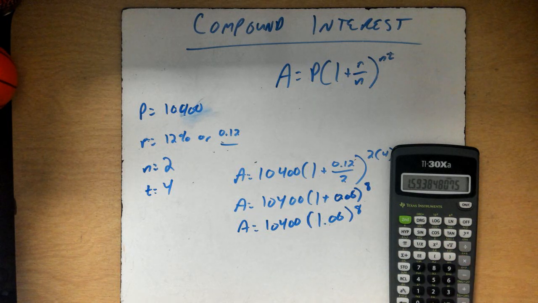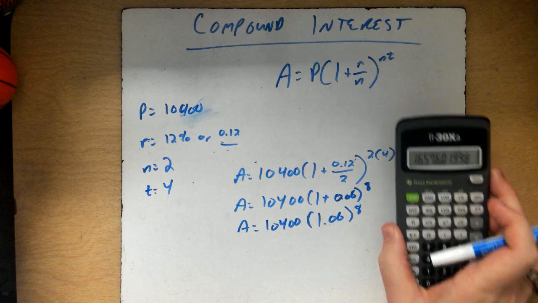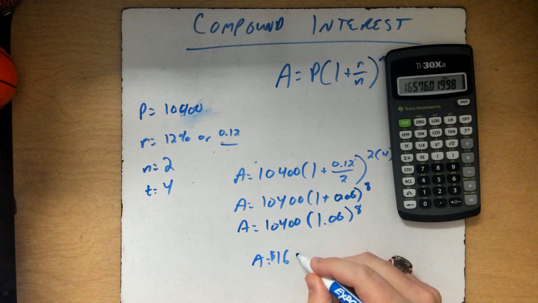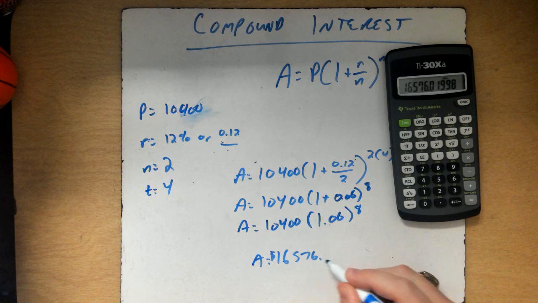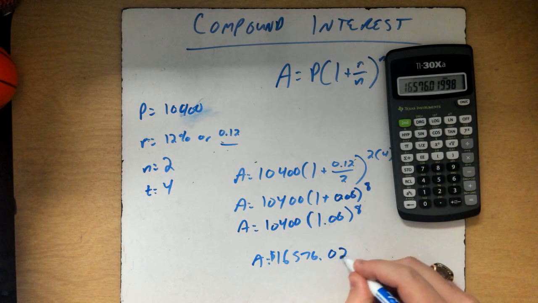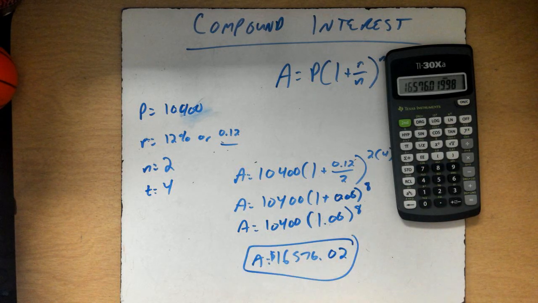And then we're going to times it, times button, of course, 10,400. And our final answer is $16,576. And how many cents? That 9 runs that 1 up, so 2 cents. Okay, so that's what we're doing.